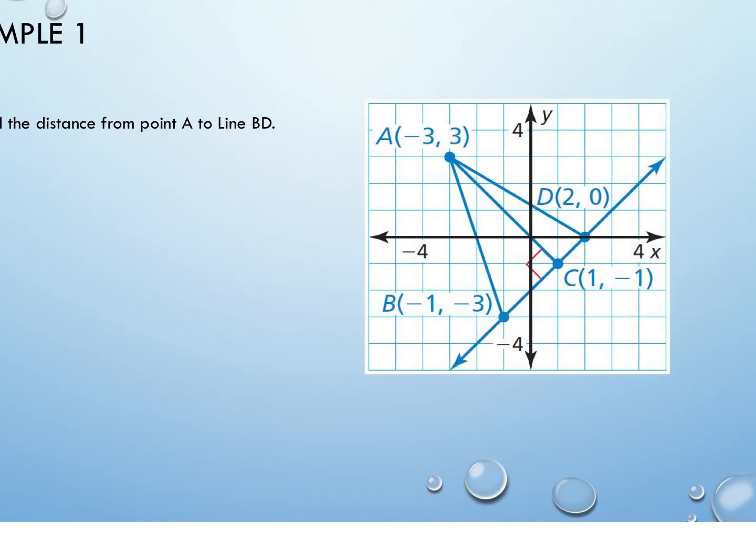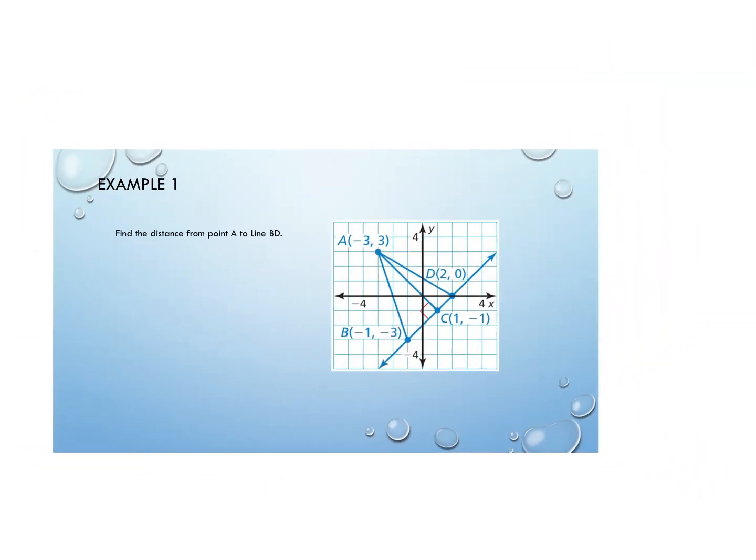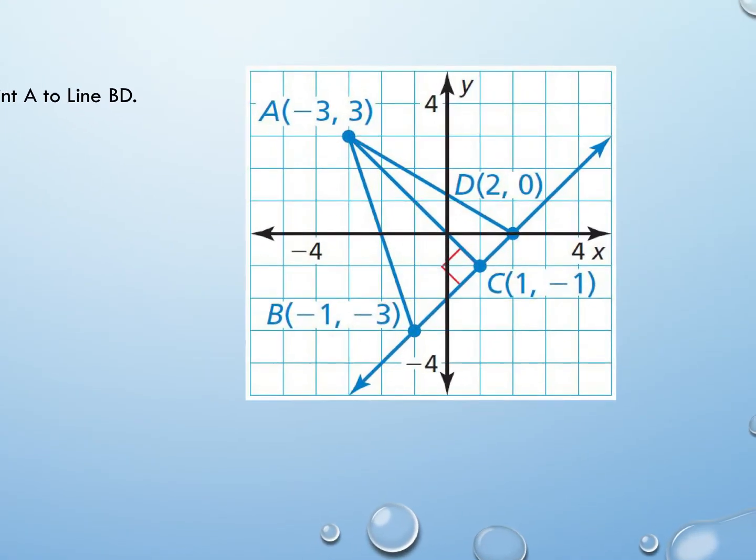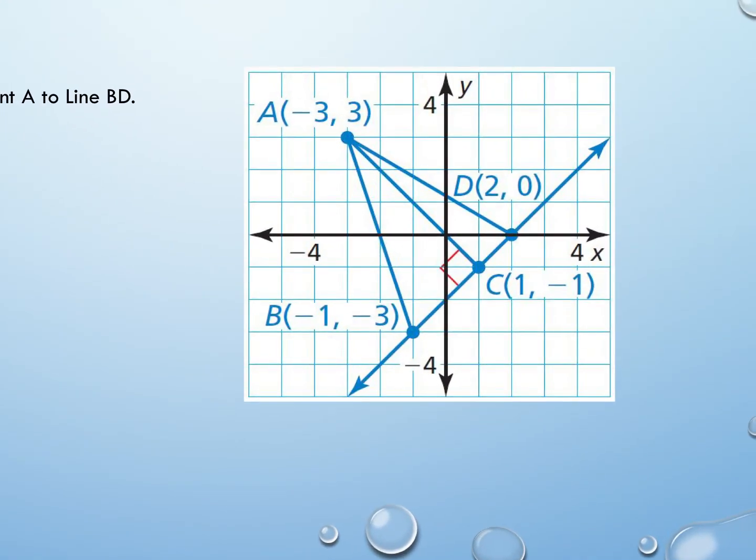All right, next. We're going to do a little example, okay? We want to find out what the distance is from point A to the line BD. So point A is over here, and we're trying to figure out how far away that is from the line. Now, the distance from a point to a line is always going to be the shortest distance. What segment represents the shortest distance and why?